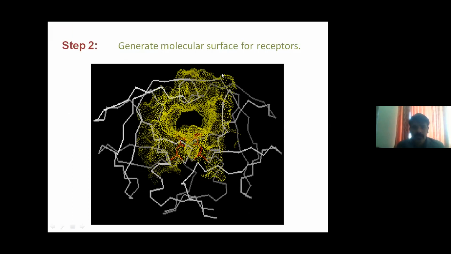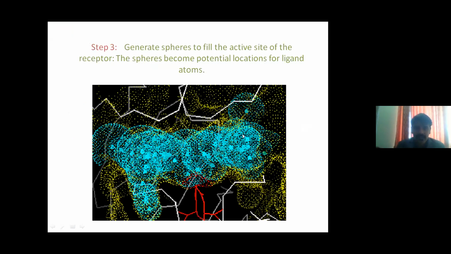So now you have to generate molecular surfaces for the receptors. After generating, look at the active site of the receptor. The spheres become potential locations for the ligand atoms. So what do we mean by the active site? The active site is nothing but a cavity found on the receptor where your ligand goes and binds.